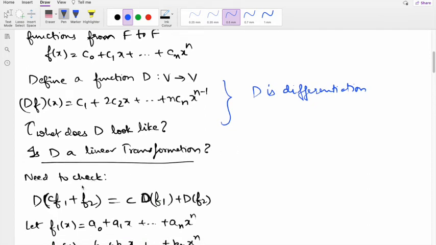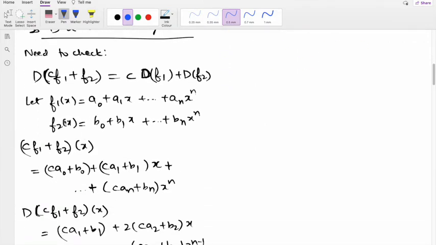We need to check whether D of (c f1 plus f2), that is, let's say I have two functions f1 and f2 in the vector space V over the field F. If I apply this transformation on this resultant function, will that be equal to applying the scalar multiplication and addition on the resultant functions after applying the transformation D? So let's say I define f1 like this: f1 is a0 plus a1 x and so on, f2 is b0 plus this one. So we know how to look at c f1 plus f2.